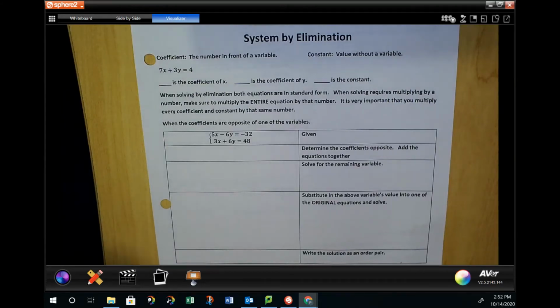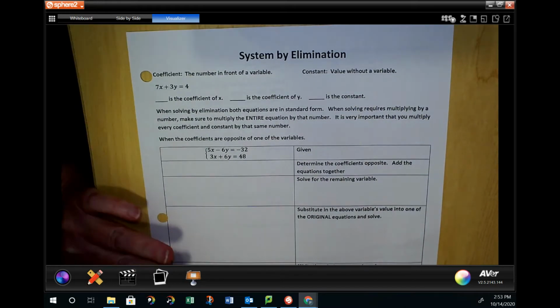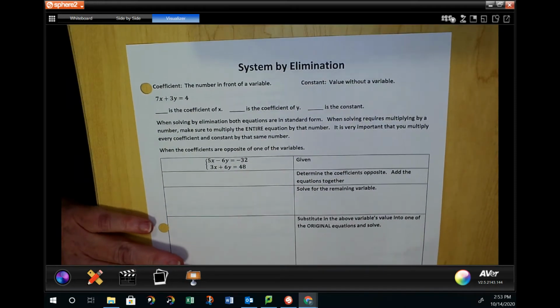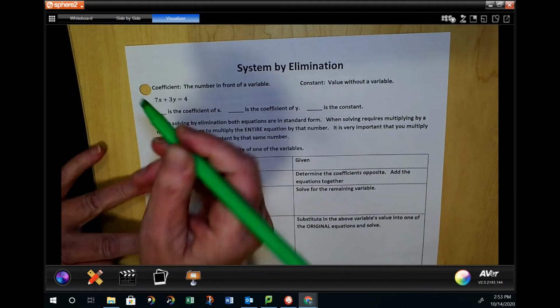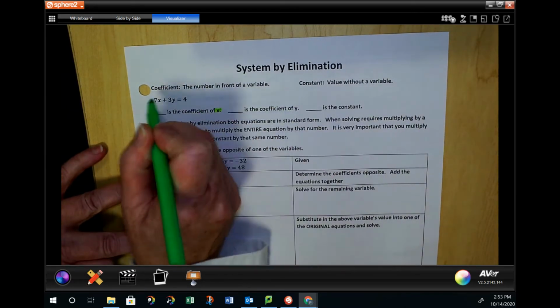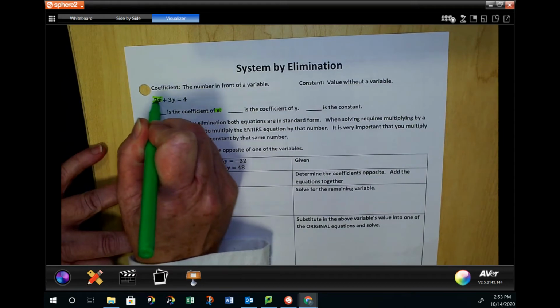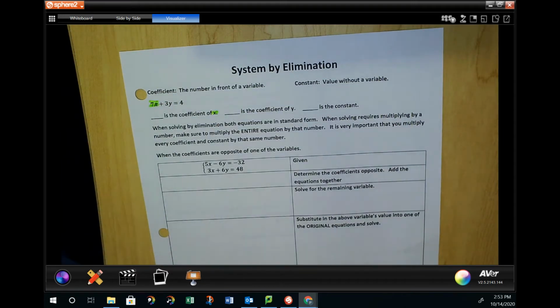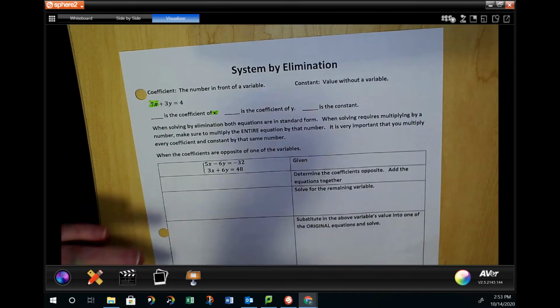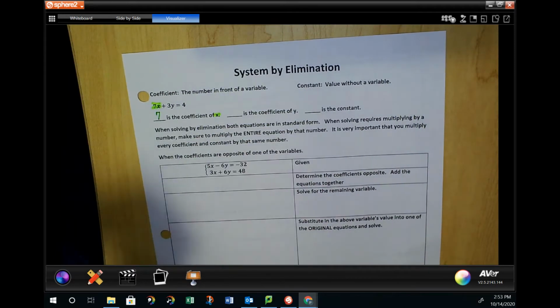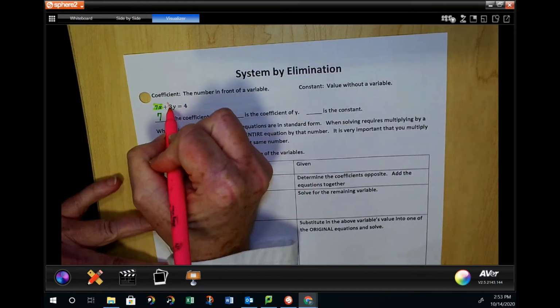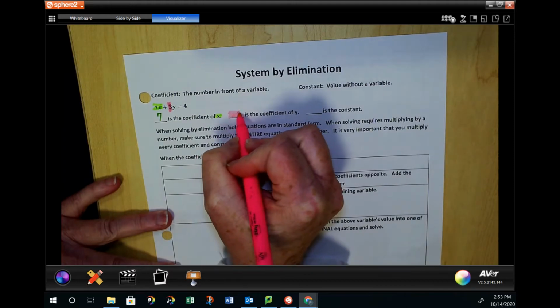Okay, so a coefficient is a number in front of the variable, and the constant is that value without a variable. This is going to be used for elimination. If we're looking at the coefficient of x, we look at where x is, and the number in front of it ends up being 7. So 7 is the coefficient of x, and the number in front of y is 3. That's going to be that coefficient.